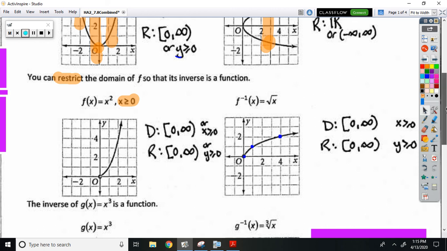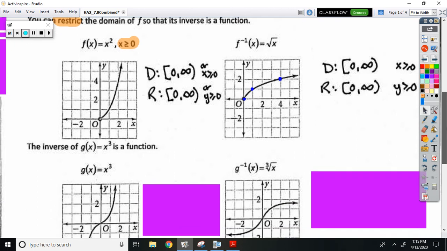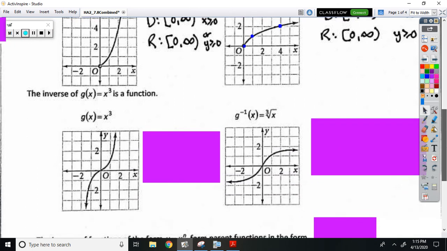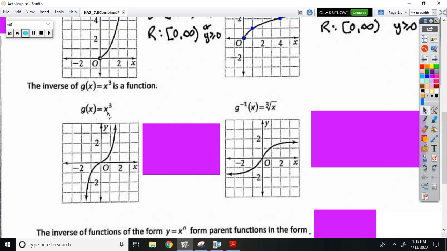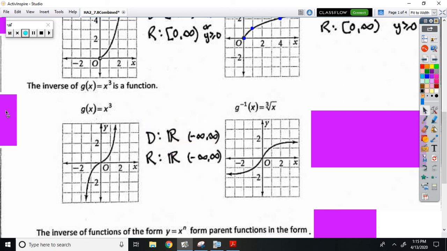And the last type of function we're going to look at today are cubic and cube roots. So a regular cubic function looks like this. We learned this in chapter 6. It technically goes left forever and right forever, and up forever and down forever. So the domain and range should be all real numbers.